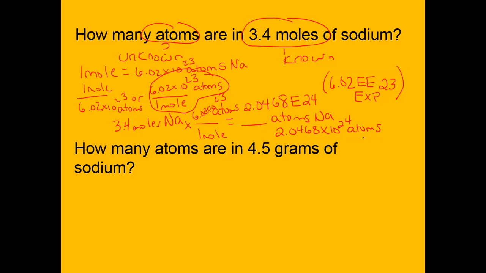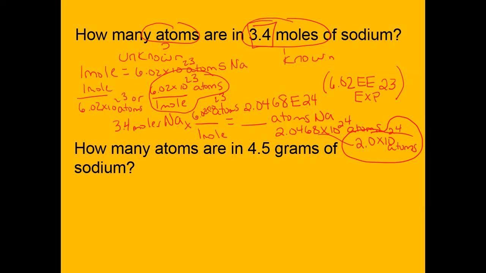Now you do want to round this to the correct amount of sig figs. Notice there's 2 sig figs in your known, so we're going to round this to 2.0 times 10 to the 24th atoms. And that's it. We're done. So we know that in 3.4 moles of sodium, there's 2.0 times 10 to the 24th atoms.